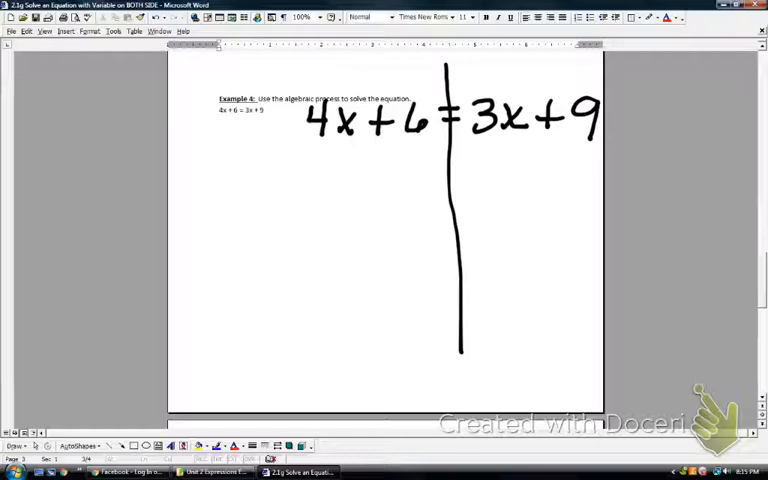I have 4x plus 6 equals 3x plus 9. So my first step is I have to get the variables on one side of the equation. So I'm going to start with that 3x, and I'm going to undo that. So I have a positive 3x. To undo that, it's a negative 3x. So I'm going to do that on both sides.